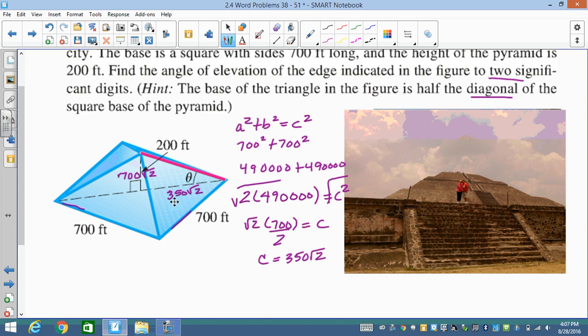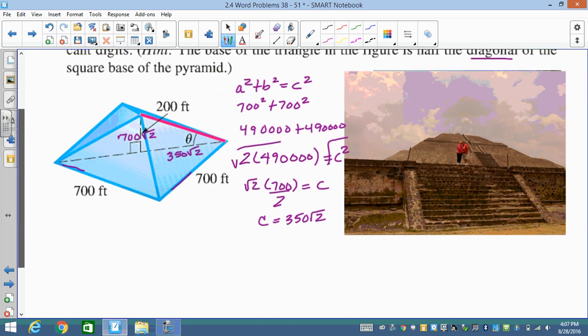Are they asking for the length, or are they asking us to find the angle of elevation? Oh, we don't care about that length. We're looking for the angle of elevation to that side. Got it. So now we have the adjacent side and we have the opposite side, so we get to use tangent.